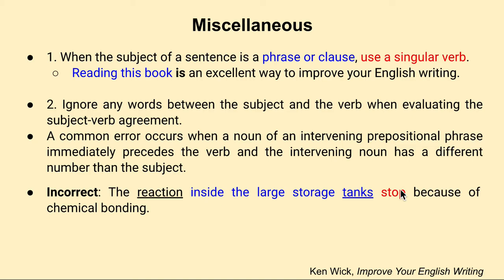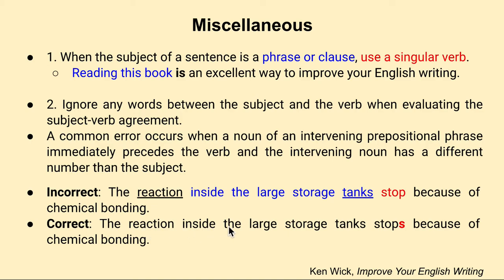So what happens is that what's going to be the common problem is that most people are then going to take this, they're going to conjugate it off of this noun here, but that's actually the wrong noun. This verb here actually belongs to the subject here, so it should be conjugated per the subject. So correct is: the reaction inside the large storage tanks stops because of chemical bonding, because the sentence is the reaction stops because of chemical bonding. It is not the reaction stop because of chemical bonding.